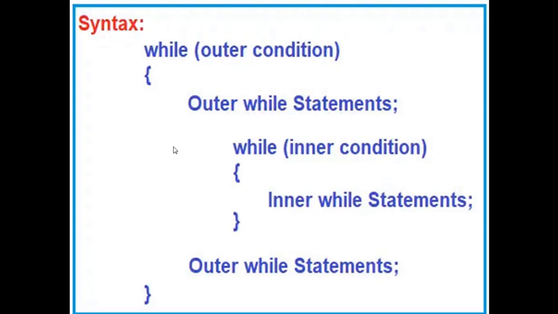After execution of inner while loop statements, again it will check the inner while loop condition, because it is a loop; as long as the condition is true, it will repeat this process. Once the inner while loop condition fails, then the control moves outside and executes the statements which are present after the inner while loop. Once it executes, then again it will go and check the outer while loop condition, and if it is true, then it will again execute the same process.